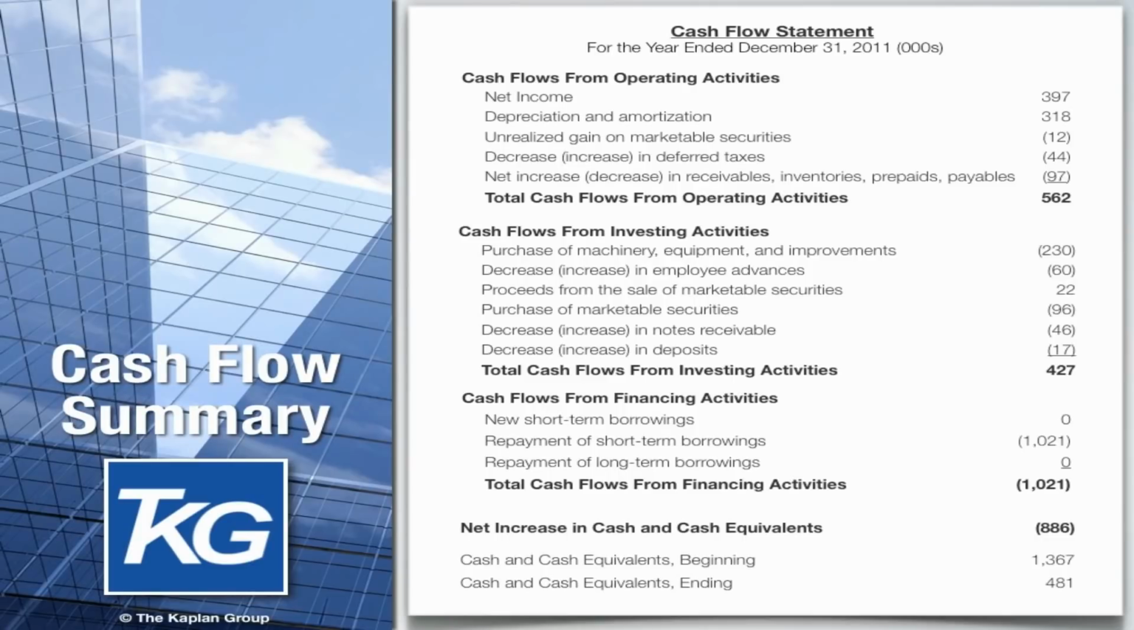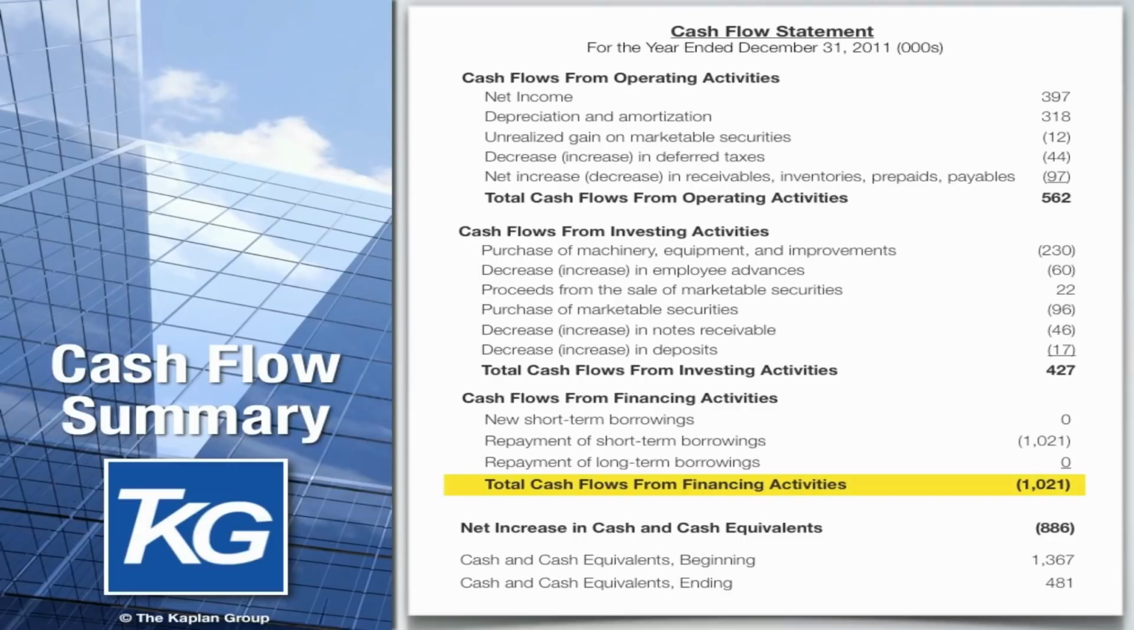The final section of the cash flow statement is the summary. This is the summation of cash flows from operating, investing, and financing activities. This particular company had a decrease in cash and cash equivalents of $886,000 over the last year. While initially this might be alarming, we can see that they repaid over $1 million of debt. So this negative cash flow is not a concern as long as other company ratios indicate sufficient liquidity and strength.